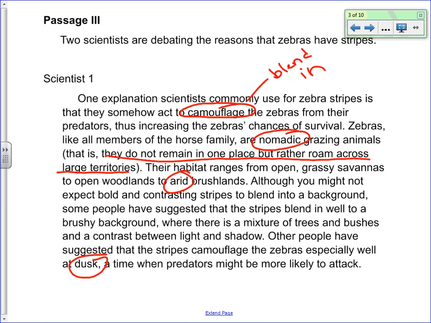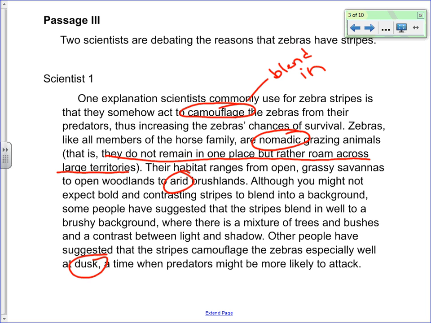You may have heard this word before in reference to nomadic tribes, maybe in history, where the tribes themselves don't have one centralized location they stay at. They're constantly on the move. Same thing is true for zebras. Zebras don't really have a home. They just keep walking and keep walking and keep walking.